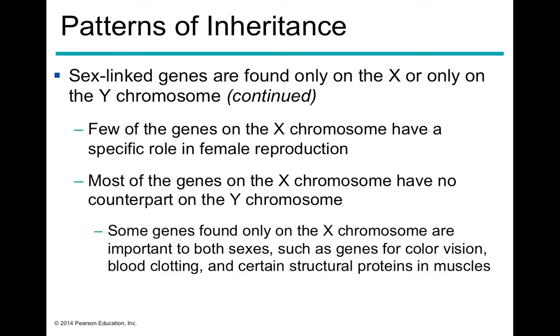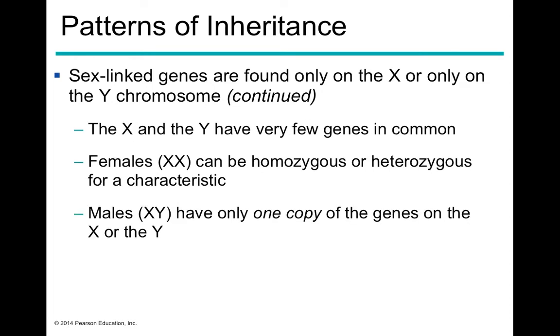Very few of the genes on the X chromosome have a role in female reproduction, right? So female sex is just kind of the default sex. Most of the genes on the X chromosome have no counterpart on the Y chromosome. So again, there's nothing that lines up with them. And oftentimes these X chromosomal genes are important to both sexes. Again, color vision, blood clotting, etc.